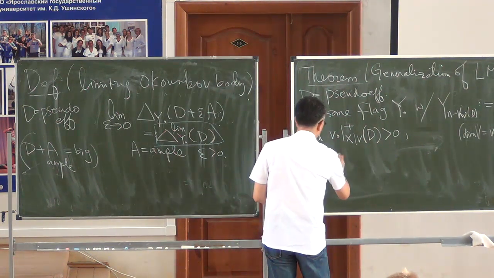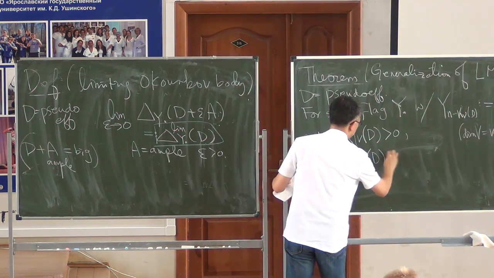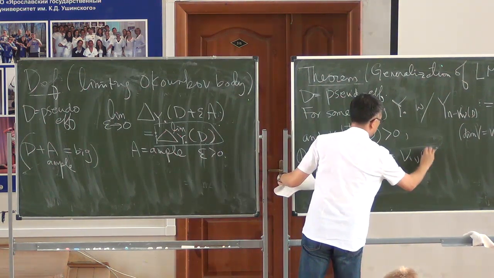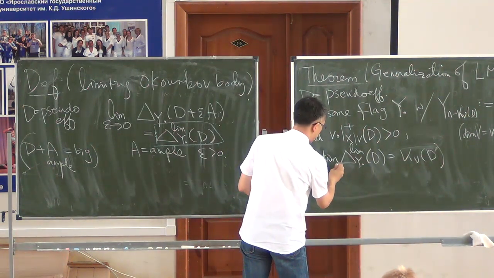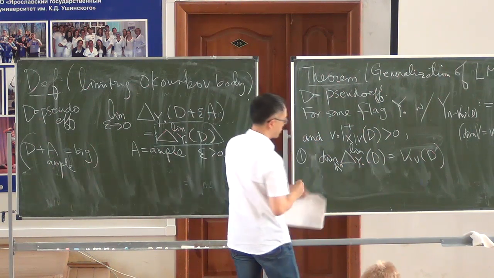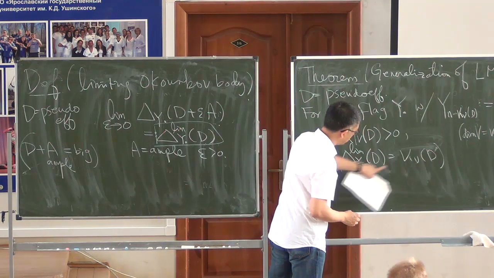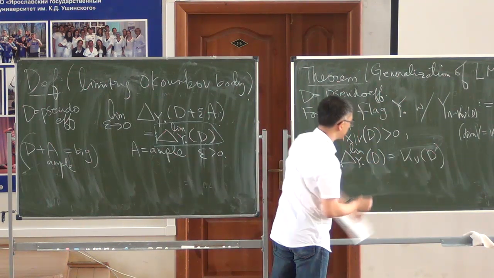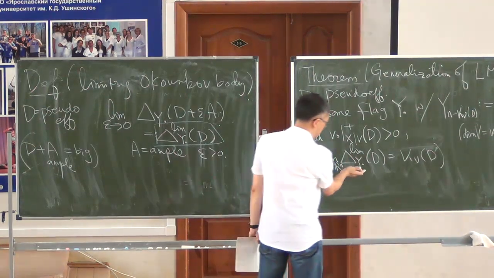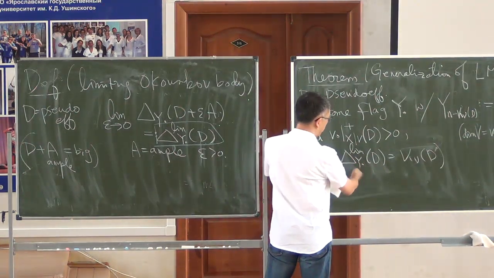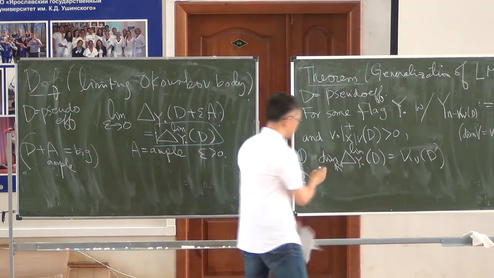the dimension of the limiting body D is precisely this dimension. You can compute the dimension of this. Okay, so the dimension of this limiting Okounkov body is actually equal to the numerical Iitaka dimension. And as you said, you can still compute the volume with respect to the subspace.